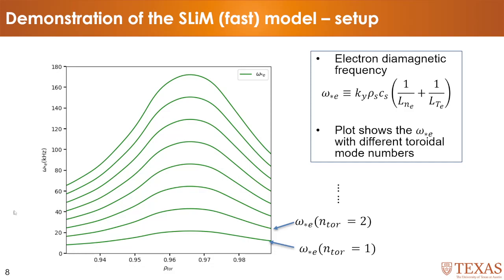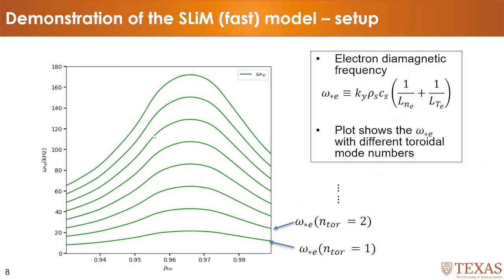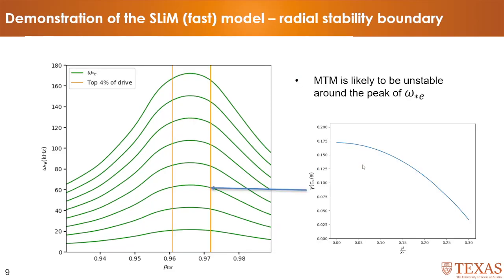Let's demonstrate such a model. We call it SLiM fast. SLiM is short for slab-like microtearing mode. The green curve is omega star E from toroidal mode number n equals 1 to 2, 3, 4, and so forth. We have two vertical lines marking the radial stability boundary, calculated using the global slab MTM model.